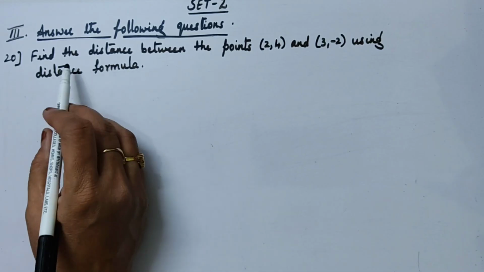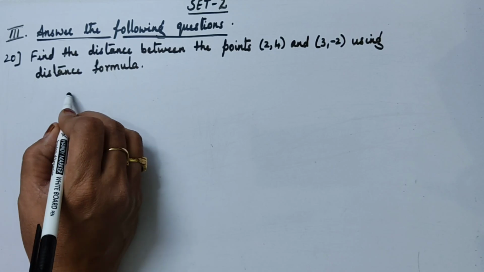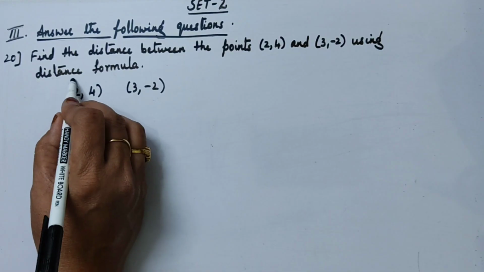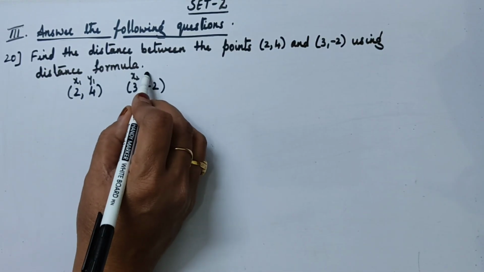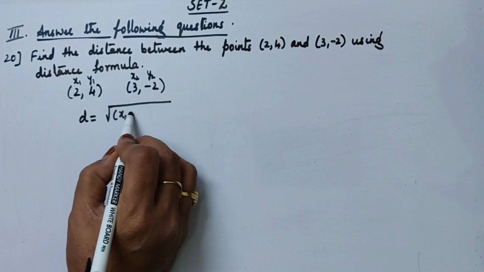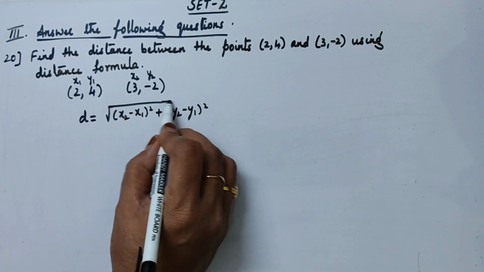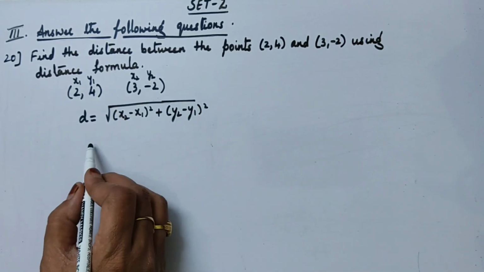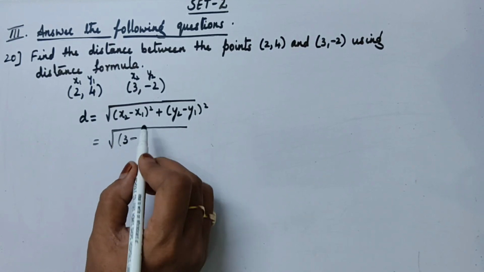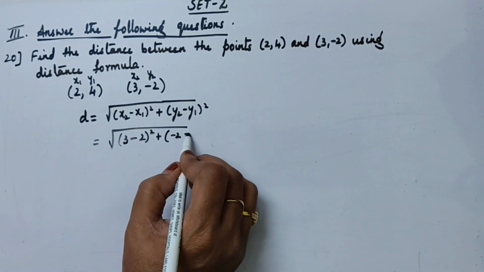We have got the next question here. Find the distance between the points (2, 4) and (3, minus 2) using the distance formula. So we have got the points here (2, 4), (3, minus 2). So this is x1, y1, x2, y2. Now the distance formula is d equals root of x2 minus x1 whole square plus y2 minus y1 whole square. This is the distance formula. Let us substitute the values here. x2 is 3 minus x1 is 2. y2 is minus 2, with this minus sign.